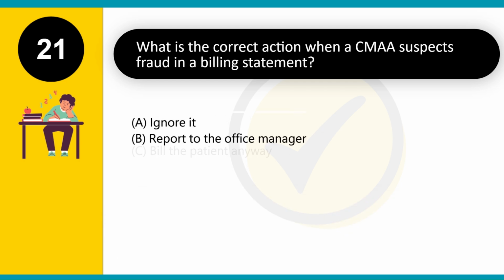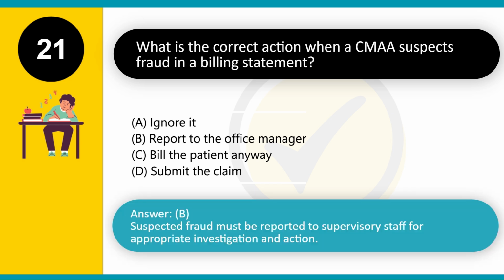What is the correct action when a CMAA suspects fraud in a billing statement? A. Ignore it. B. Report to the office manager. C. Bill the patient anyway. D. Submit the claim. Answer, B. Suspected fraud must be reported to supervisory staff for appropriate investigation and action.